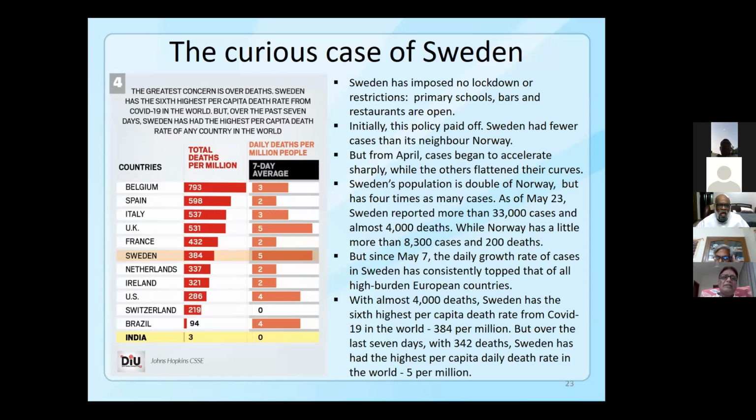The greatest concern in Sweden has been deaths. Sweden has imposed no lockdown. Their policy initially paid off, but from April, cases began to accelerate. Sweden's population is double that of Norway, but they have 4 times as many cases. With almost 4,000 deaths, Sweden has the 6th highest per capita death rate from COVID. But over the last 7 days, with 342 deaths, Sweden has the highest per capita daily death rate in the world, 5 per million. So that's another curious case.